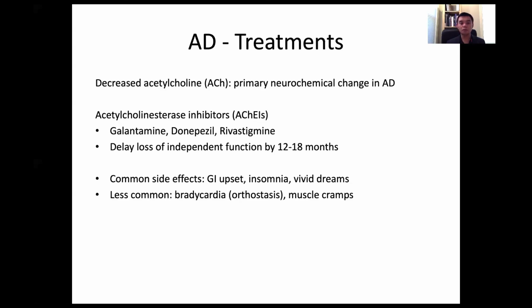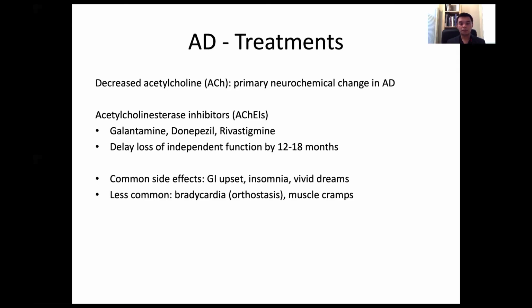And what they do is they allow more acetylcholine to be available, as we think that one of the primary pathologies or the primary neurochemical change in Alzheimer's disease is this depletion of acetylcholine. Like I said, there's no difference in the efficacy between these 3 medications. It's thought that these medications can delay the loss of independent function by about 12 to 18 months in most of our Alzheimer's patients.